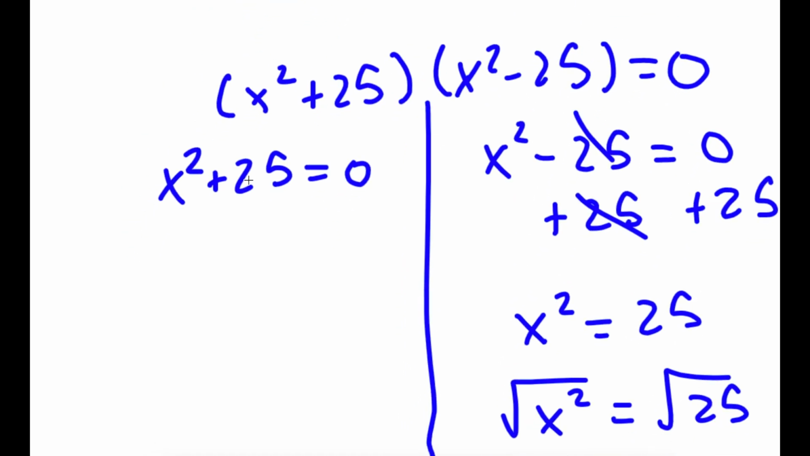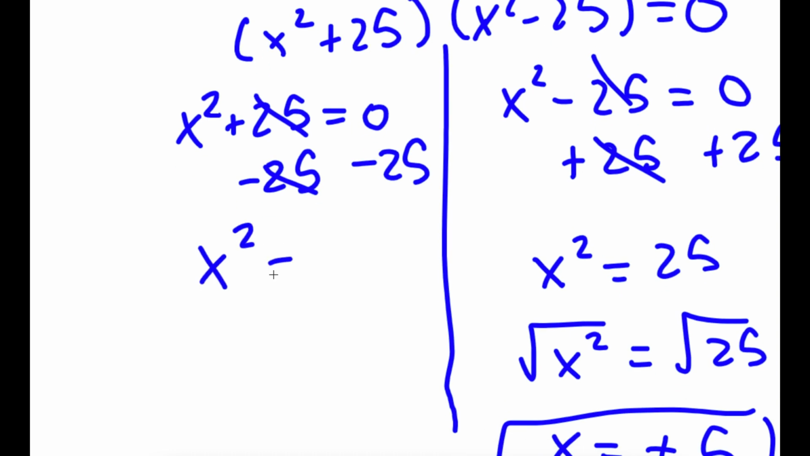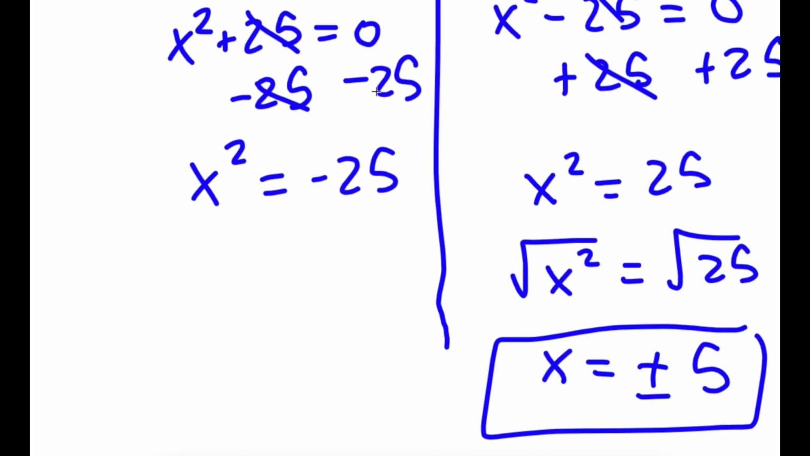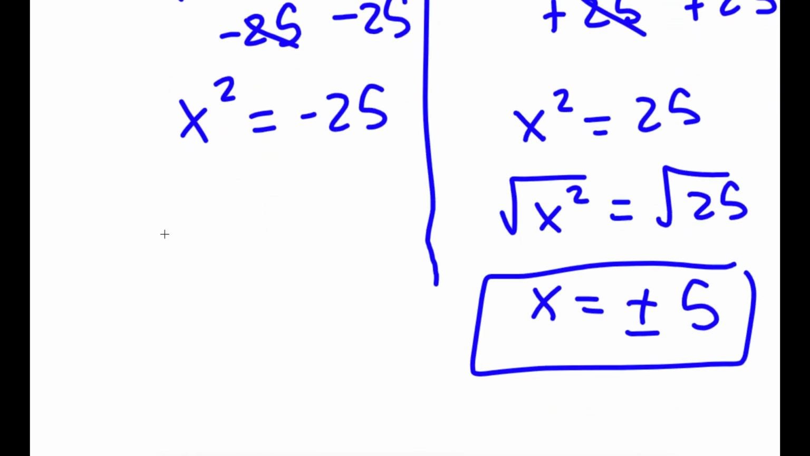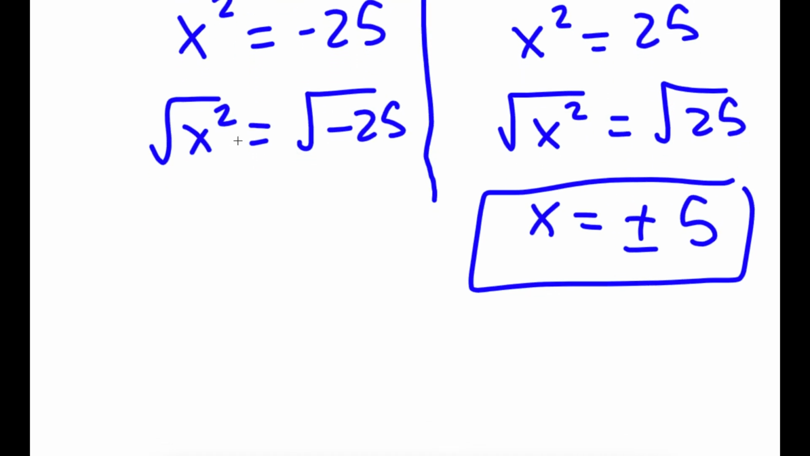And now for x squared plus 25 equals 0, I'm going to subtract 25 on both sides. So now I have x squared is equal to negative 25. And now I'm going to take the square root on both sides. So I have the square root of x squared is equal to the square root of negative 25. And the square root of x squared is simply x.